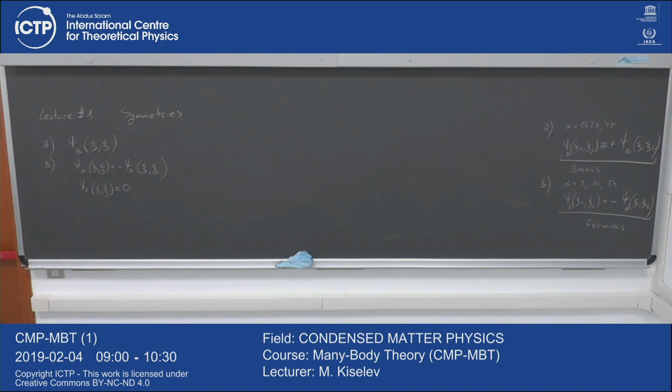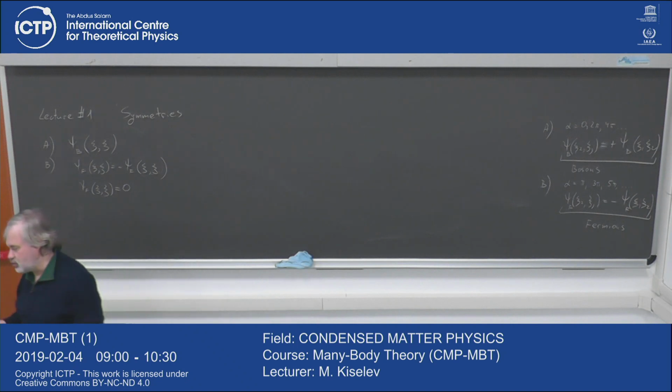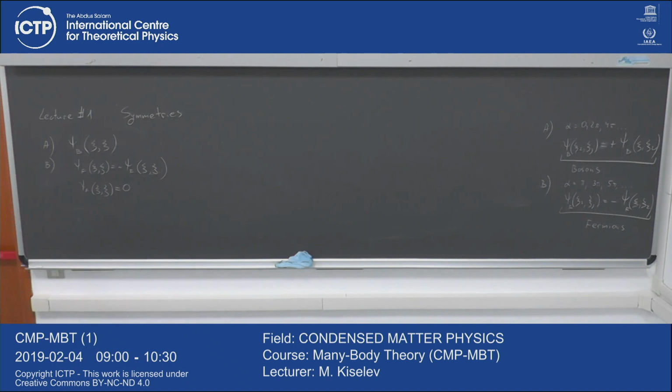Okay, when I'm saying fermions and bosons, let's start with some examples. The examples which you discussed in quantum mechanics were mostly related to elementary particles. In particular, electrons, neutrons, protons, neutrinos are fermions, and photons, for example, are bosons.